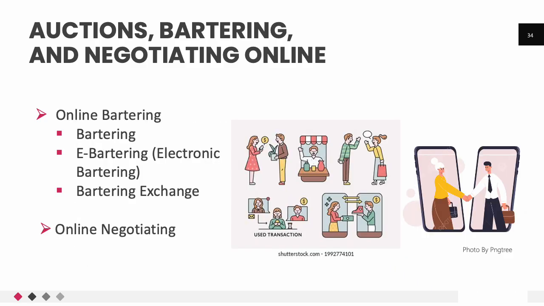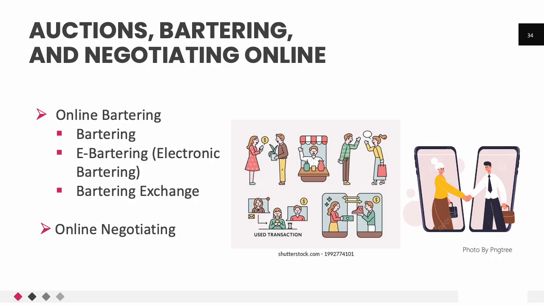Now we're talking about bartering. Bartering is swapping and dealing without cash. So online bartering is trading stuff, not money. The traditional barter is, for example, I will fix your laptop if you tutor me in math.